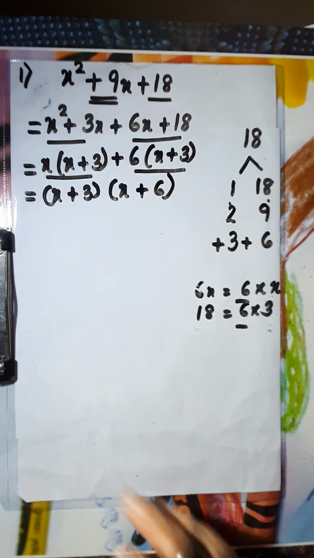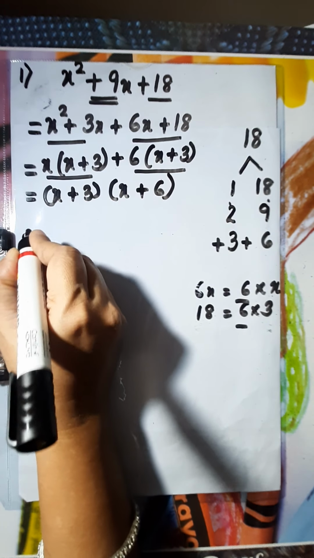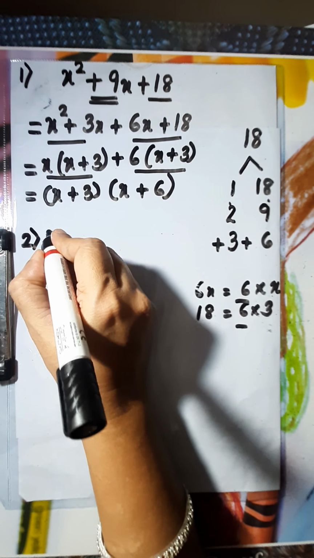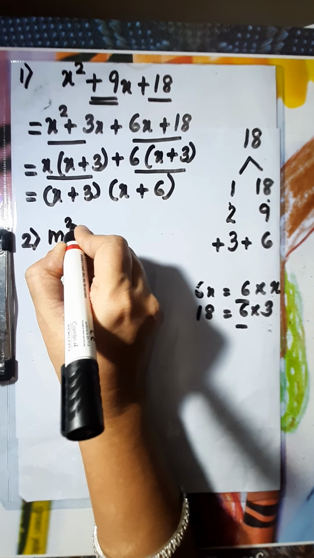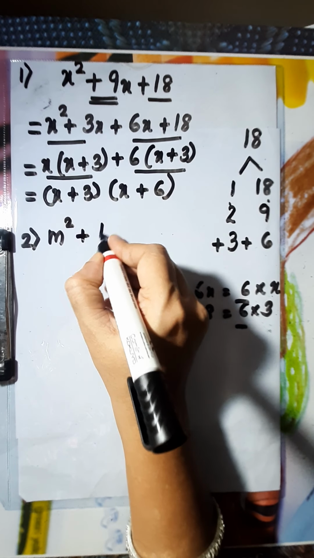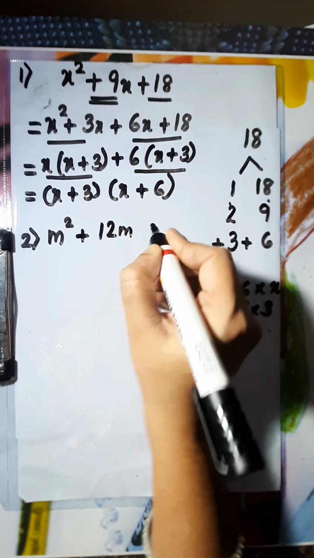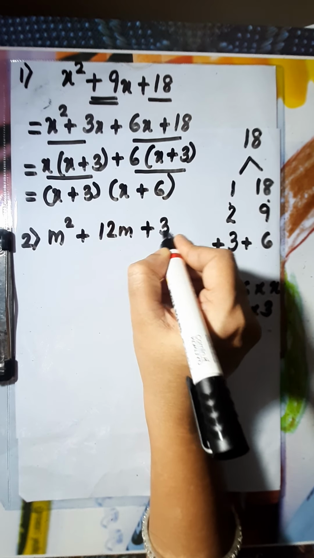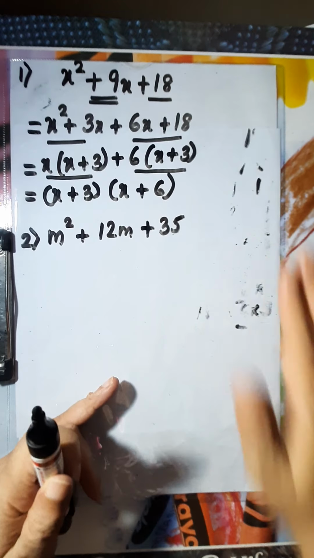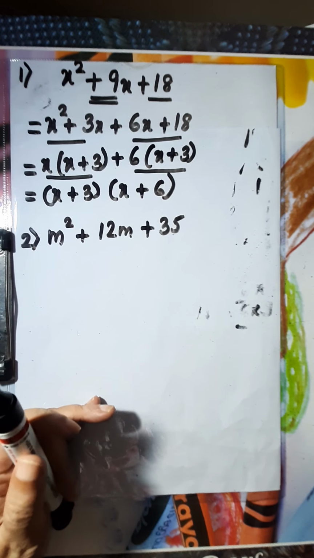Is that clear? I'll do one more simple sum of this type and then I will do a little difficult question. Okay, m square plus 12m plus 35. Let's pay attention how we are going to get these factors.